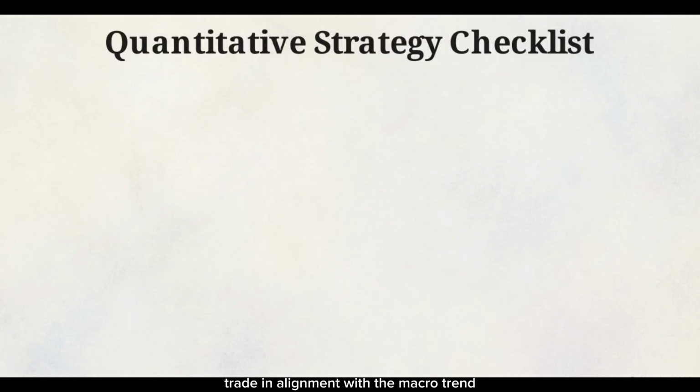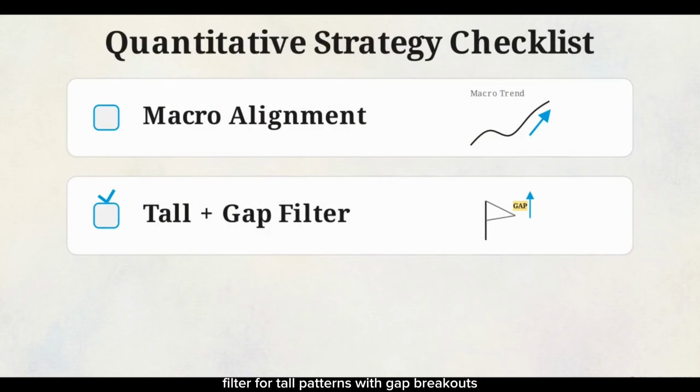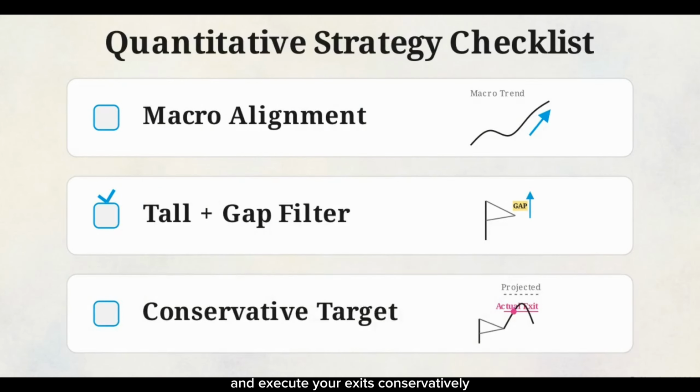The complete quantitative approach is precise. Trade in alignment with the macro trend. Filter for tall patterns with gap breakouts. Calculate the target, and execute your exits conservatively below textbook projections.